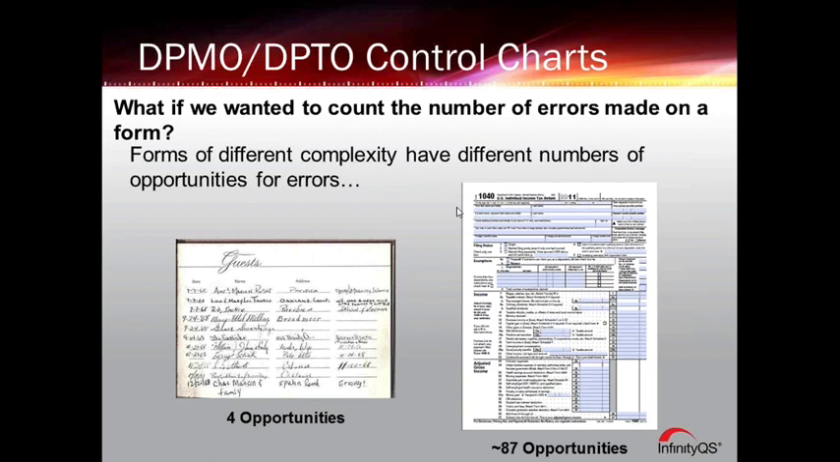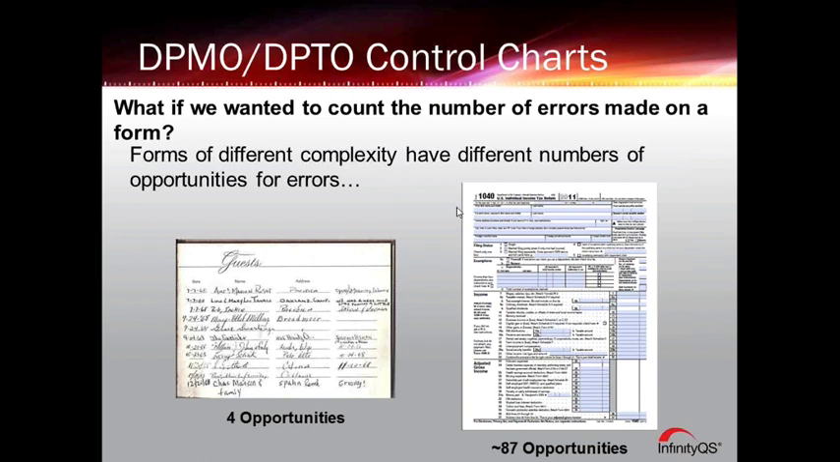Contrast that with my friendly 1040 form that I fill out every year, and depending on how you count, I got about 87 opportunities for making a mistake on this form. So again, we have different complexities, and we need to talk about how one mistake on the first form and one mistake on the second form mean different things in terms of proportion to the number of mistakes I could have made, right?